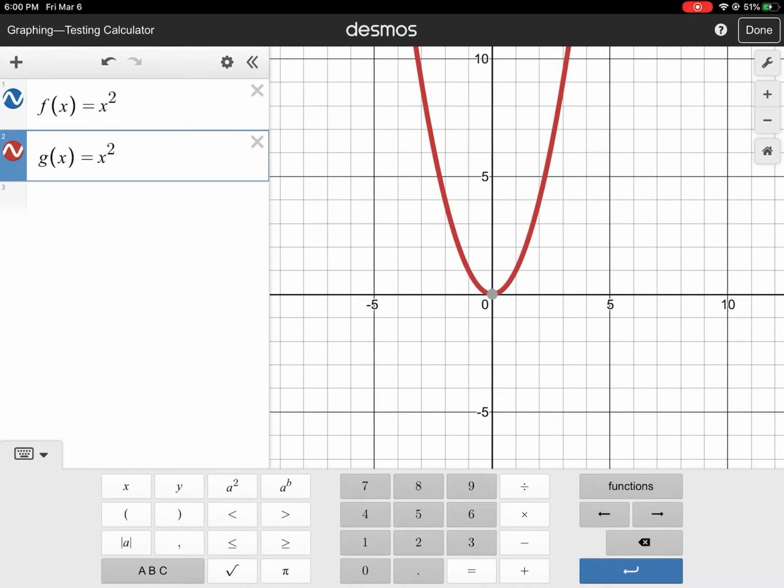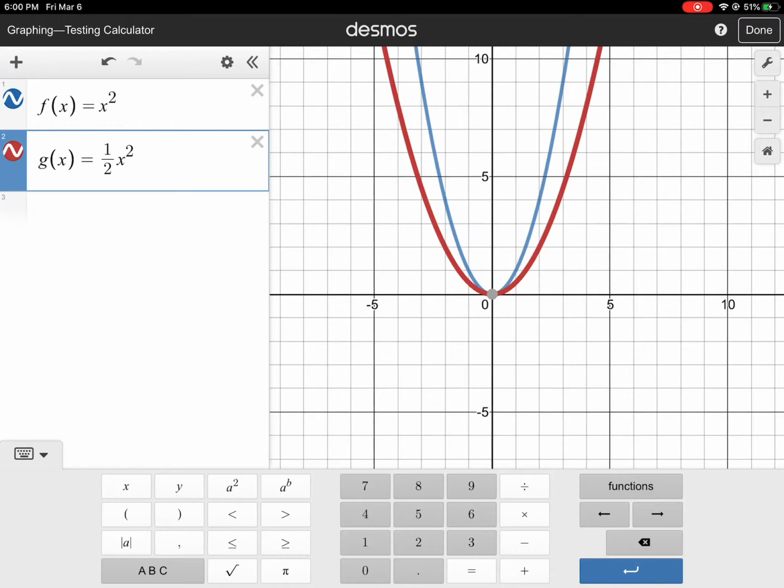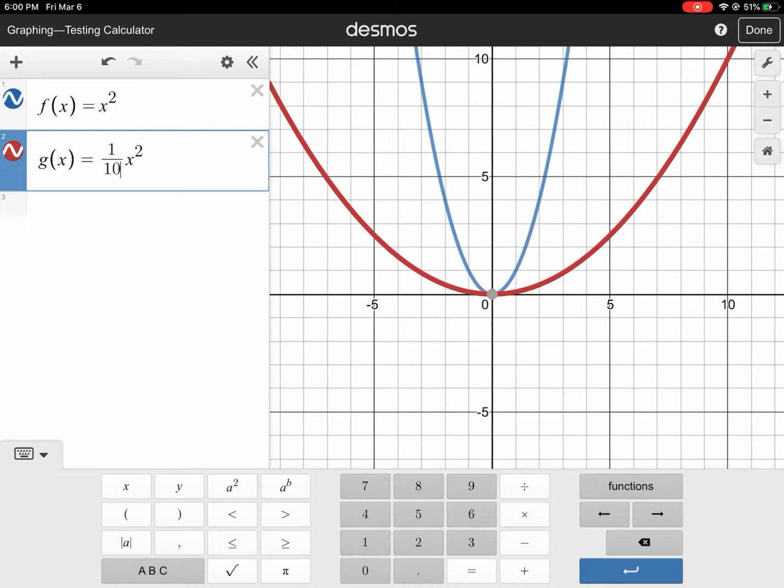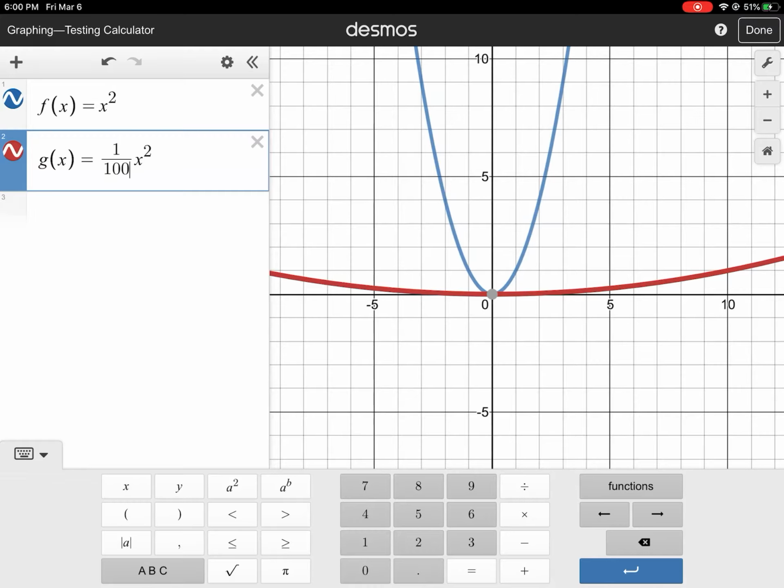So let's say our A value is between 0 and 1. So I am talking about a fraction or decimal in between 0 and 1. So let's say 1/2. Let's multiply this by 1/2. What happened from going from blue to red? It got wider. What happens if I make it 1/5? Even wider. 1/10? Even wider. What about 1/100th? Super wide.